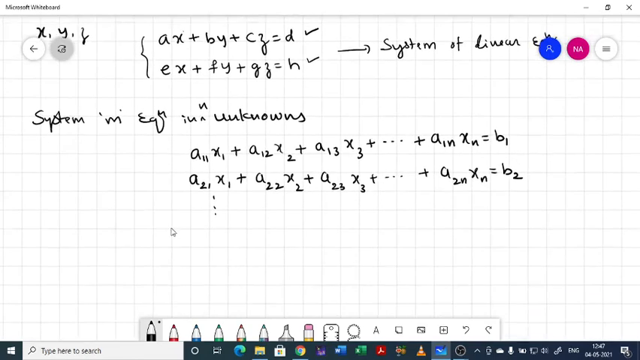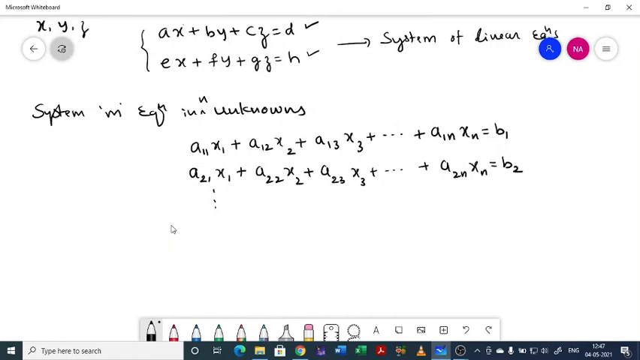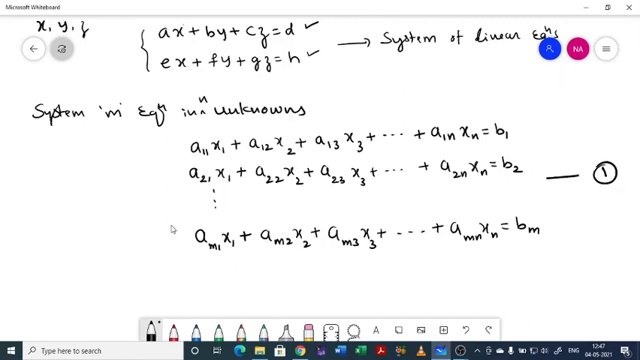If you continue in this way, to generalize we should have m equations: am1 x1 plus am2 x2 plus am3 x3 plus and so on, amn xn equal to bm. Let us call this equation 1, so that it is easy to recall later. So this is a system of m equations in n unknowns.